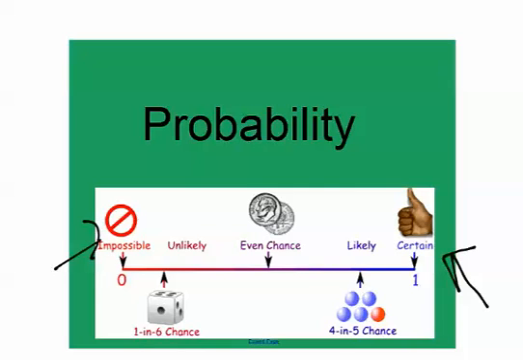If we talk about something that's certain to happen or has 100% probability, that would be you guys being in middle school, okay? You guys are definitely middle schoolers and you're going to be middle schoolers for another year. That is a 100% chance. When we talk about an even chance, that's our 50-50 shot. So think about flipping a coin in the air.